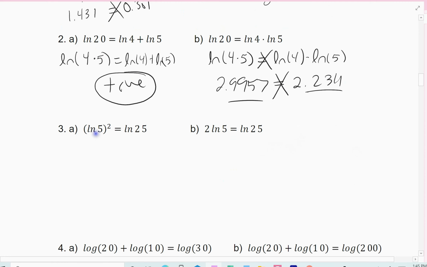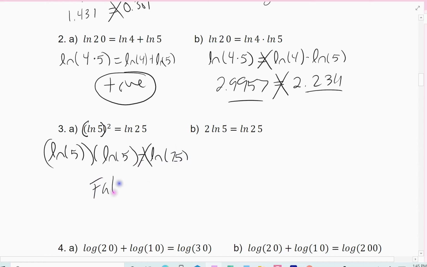Alright, natural log, so notice where the parentheses are here. ln of 5 squared equals the ln of 25. The squared is outside the parentheses, so this really means the natural log of 5 times the natural log of 5, right, if I'm squaring it. Well, that's false. That's not true. If you take the natural log of 5 and square it, it's not the same as the ln of 25.